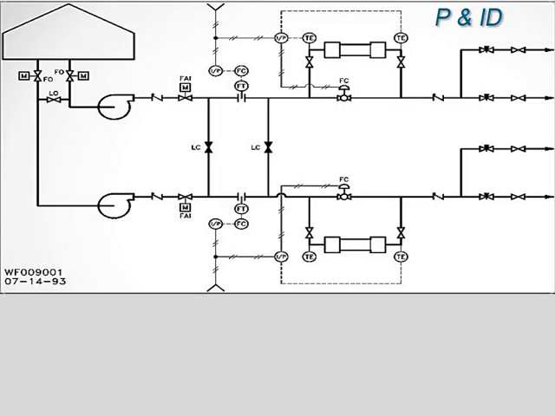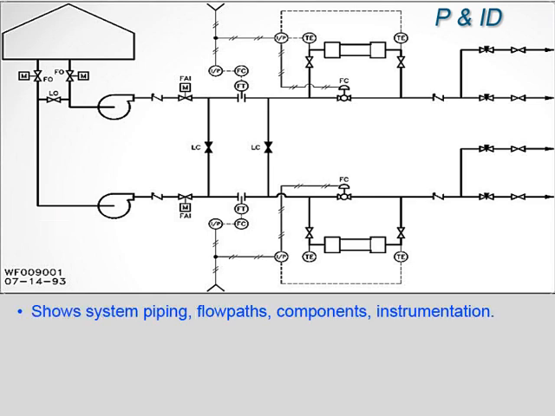One of the most frequently used drawing types is the piping and instrument diagram, P&ID. These are designed to demonstrate component order in the system. P&IDs illustrate piping, flow paths, major components, and instrumentation. Operators use P&IDs to operate and isolate equipment such as for lockouts, tagouts.